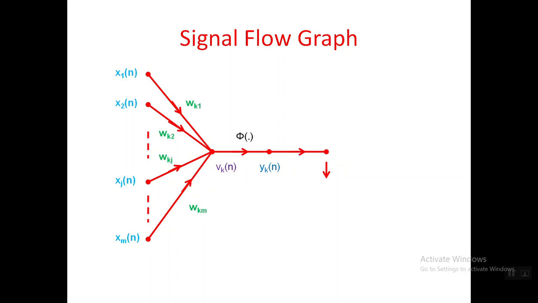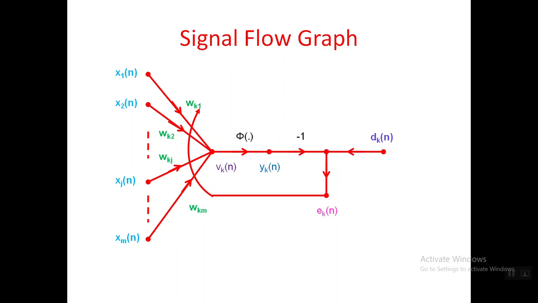Now this is our output. Here we already obtained yk of n. Now we need to obtain dk of n, and dk of n will be given from the right side. And yes, dk of n minus yk of n will be our error signal ek of n. Once we have obtained ek of n, our job is to change the weights. So the weights will be changed in this way. So this is called the signal flow graph.